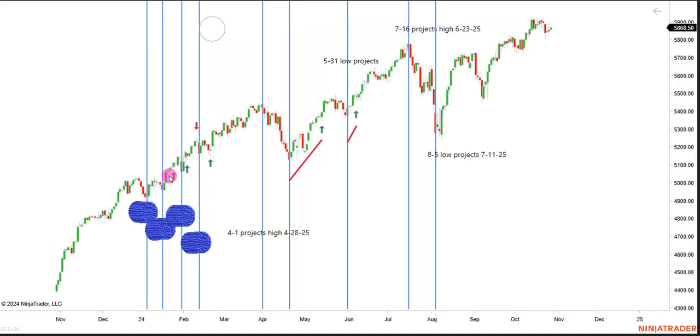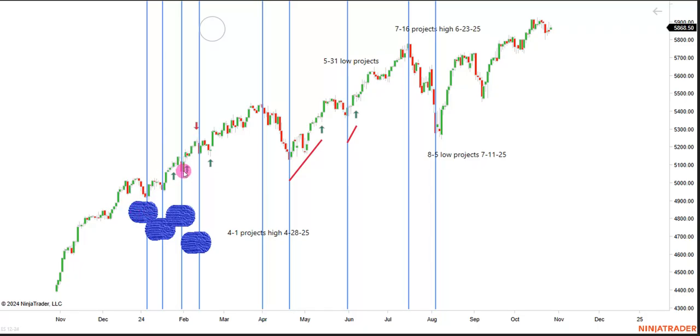So this first green arrow here is the result of the projection off my first vertical line. And you can see it's not a pivot, but it is a trend continuation to the upside. The second low projects to this red bar here, and that's not really a low, it's an inside bar, but it technically would be a pivot based on closes, and you'll see that the market did follow through to the upside after that.